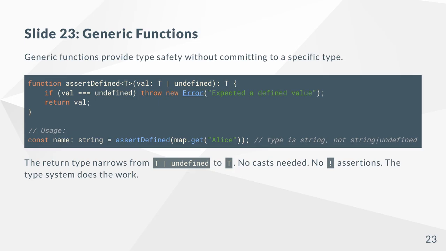Generic functions provide type safety without committing to a specific type. assertDefined accepts a value of type T or undefined and returns T. If the value is undefined, it throws. The return type narrows from T or undefined to T. No typecasts needed. No non-null assertions. The type system carries the narrowing forward automatically. The caller knows the result is defined.